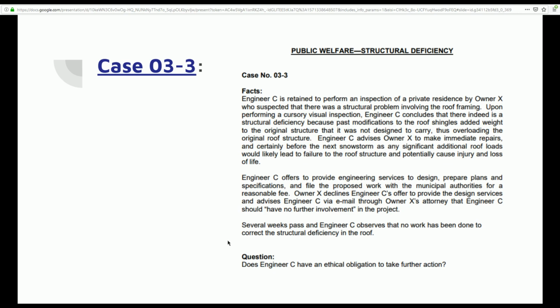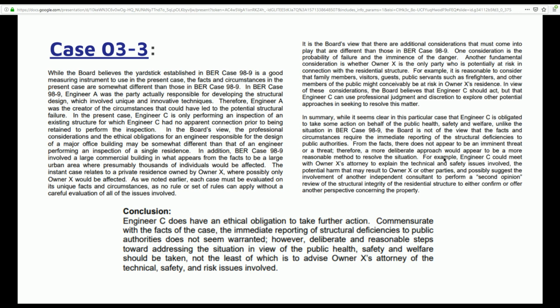So this is public welfare, there's a structural deficiency. And the question is, does Engineer C have an obligation to go further? Does Engineer C have an obligation to do something about this potential safety consideration? The case tells us explicitly that there is a potential to cause injury and loss of life. The paramount concern for engineers is the safety, health, and welfare of the public. So what does this situation obligate the engineer to do? It's a good question.